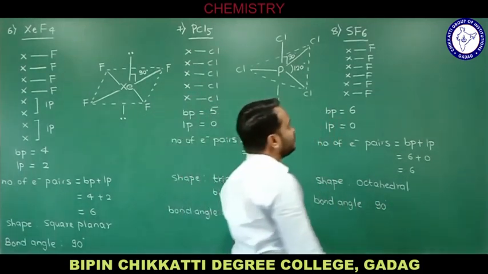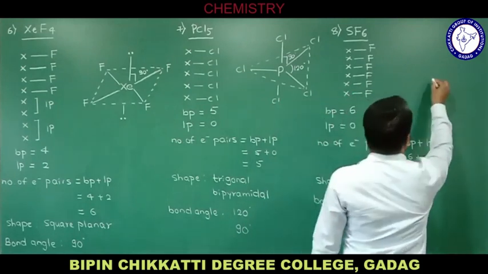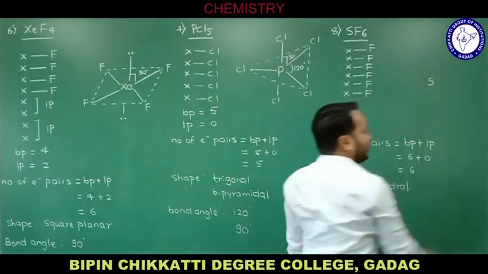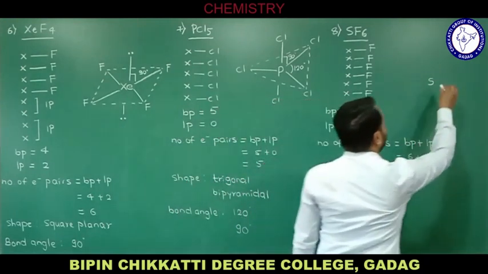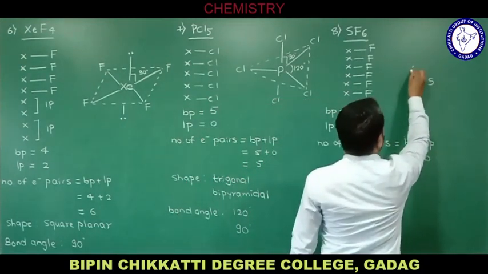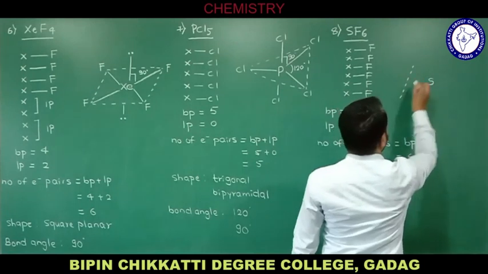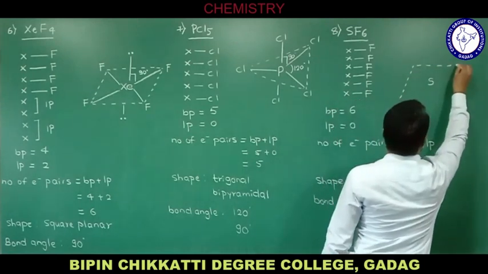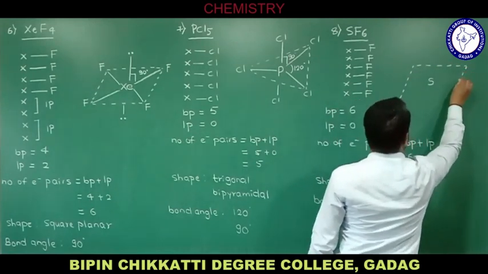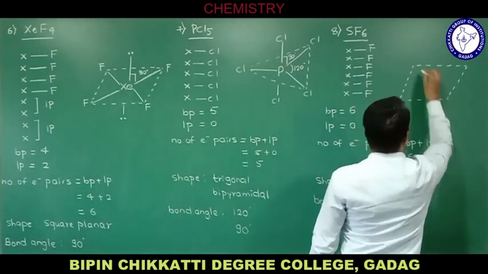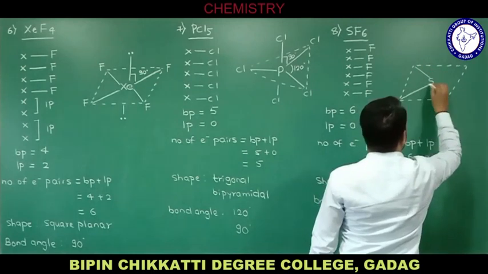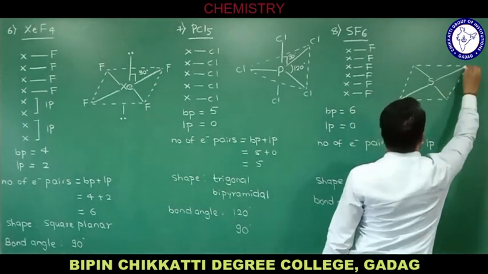We will see how this SF6 looks. So sulfur we have in the middle, along with that we have 6 F. So just try to know how actually the octahedral structure looks. Let me draw the plane so that it will be easy for me to show how 90 degrees we are going to get. Otherwise you won't be able to recognize how the bond angle will be 90 degrees.